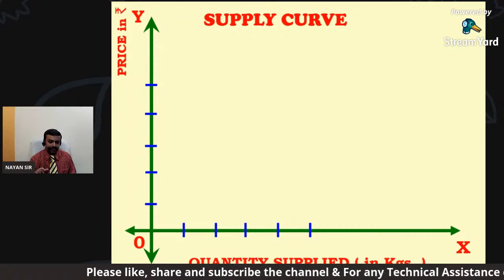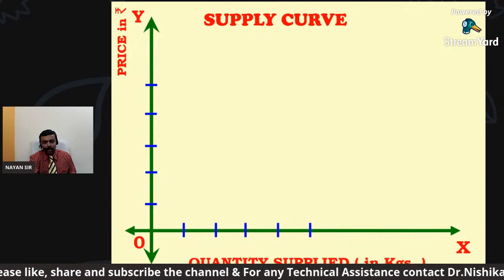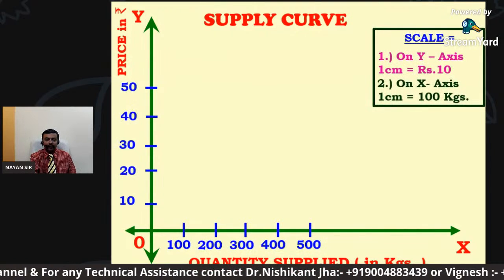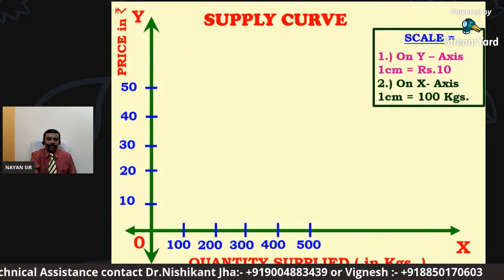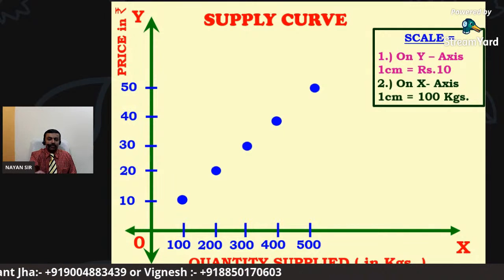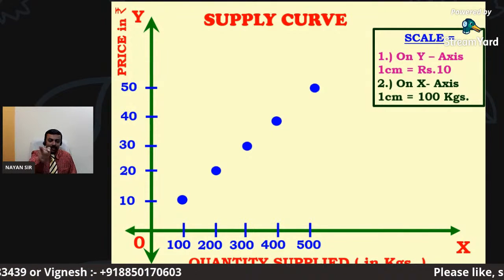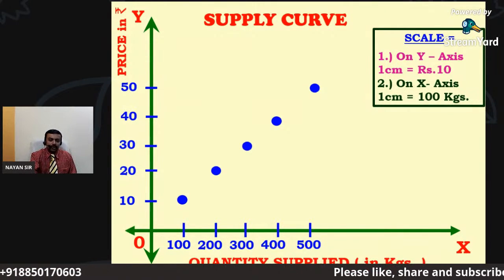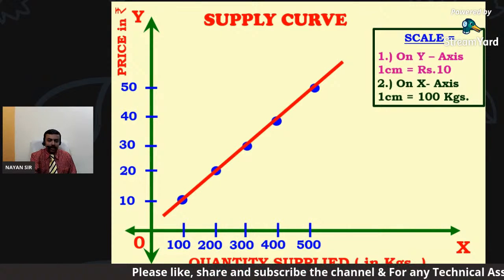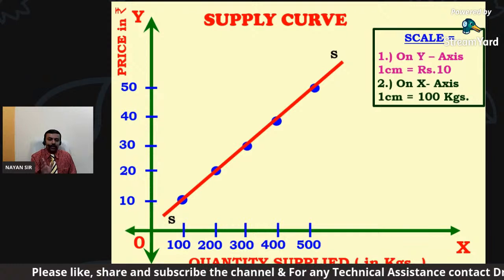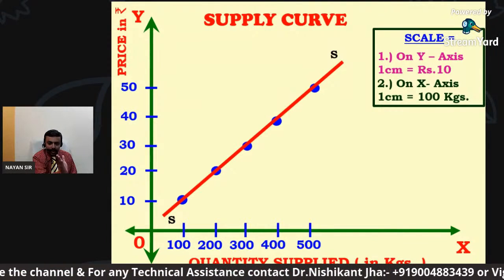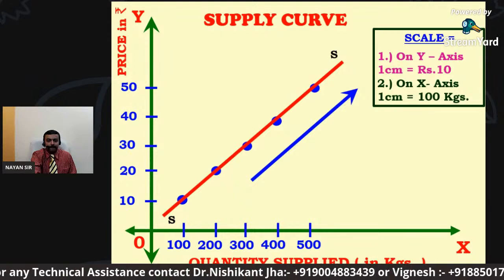And we'll plot 10 to 100, 20 to 200, 30 to 300, 40 to 400, 50 to 500. This we will be taking and plotting. Of course, we are not going to touch it to the origin, but if you touch it, it will pass through the origin. So this is how we will do it. We'll label it SS, the supply curve, and it is sloping upwards. So I will flash that arrow on your screen.